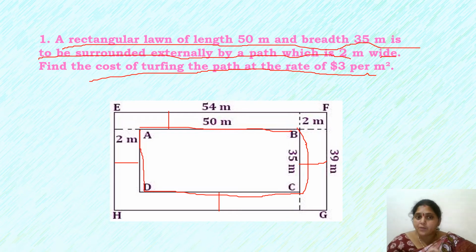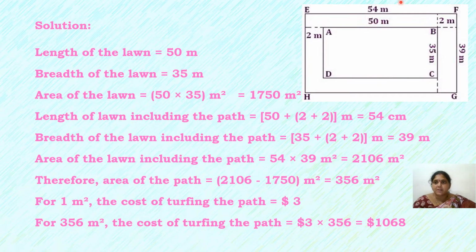Now what do we have to find? We have to find only the area of the path and its cost. How are we going to find it? We will see now. So this is the picture we have taken. Now we have to find the solution. First, what do we have to do? We have to find the area of the lawn. This is the area of the lawn. Our length is 50 meters. Our breadth is 35 meters.